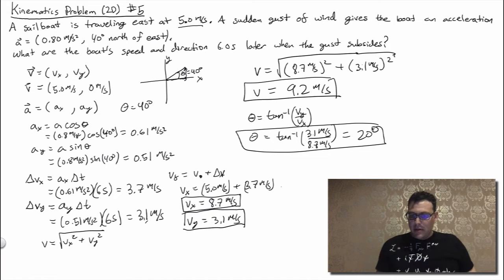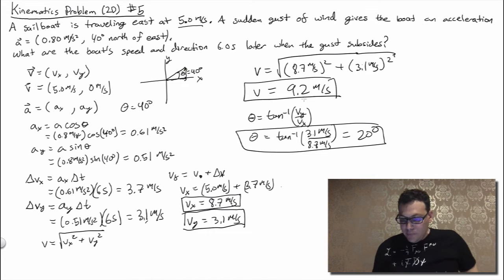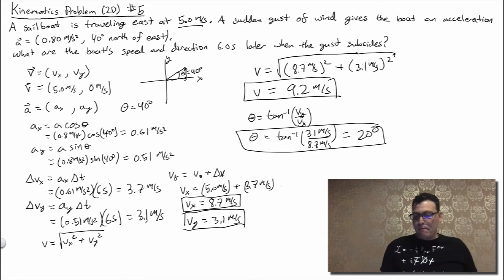All right. So its final velocity is 9.2, and its angle now is 20 degrees with the velocity vector after the gust of wind. So it's off course a little bit, right? All right, great. I hope you found that helpful. This is a typical problem that you might find, and if you understand this, you understand most of 2D kinematics.